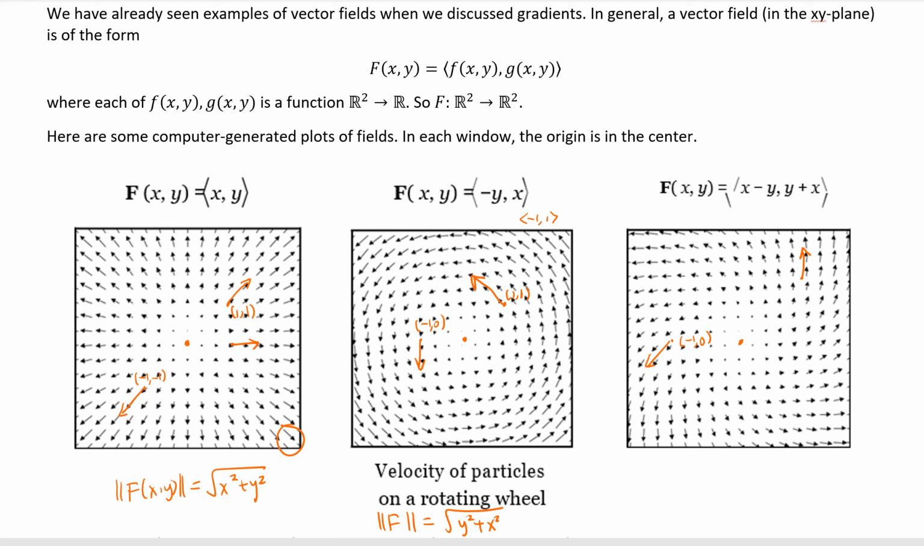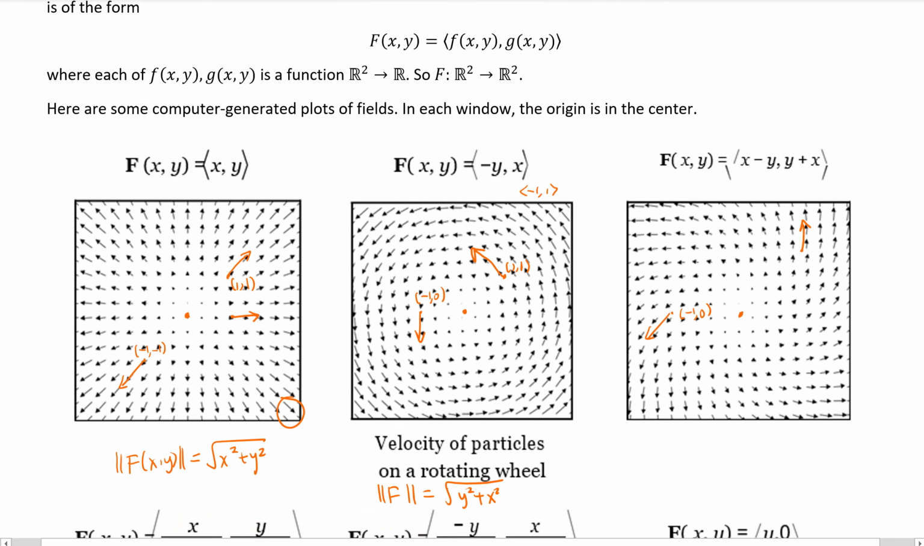So for each point, we just plug into our vector-valued function F, and then we can see what the vector is at that point. You can see that when x is near the origin, the length of the arrow is small. When x is far away, the length is getting bigger. Okay, let's continue.